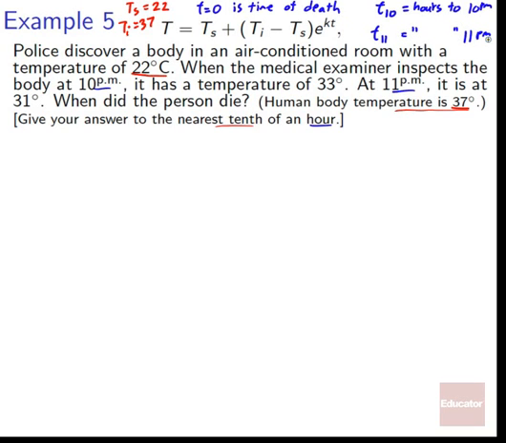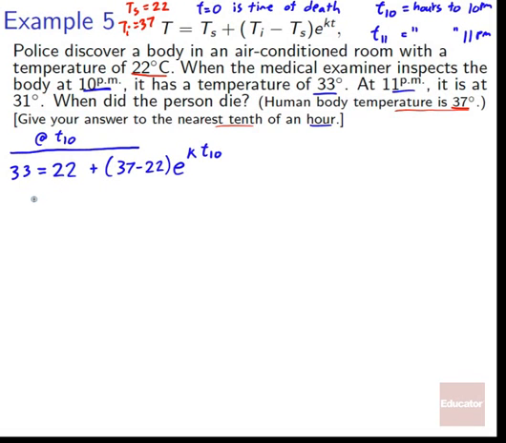Great. With all of these ideas in mind, we're ready to start working things out. So at the time of 10 p.m., which we don't know how many hours it is after death, but we can still talk about it as T10, we know that the body is at 33 degrees at 10 p.m. So we've got 33 degrees at 10 p.m. is equal to surrounding temperature, 22, plus initial temperature, 37 minus surrounding of 22, e to the k T10, because that's our time, so T10.